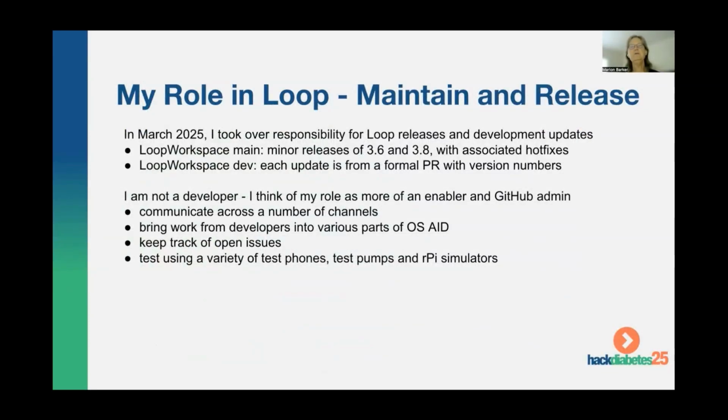In March 2025, starting with version 3.6, I took over responsibility for Loop releases and updates to development code. Loop Workspace main is used for release code. Loop Workspace dev is used for development code. A structural change was instituted by adding the version override file to Loop Workspace to control the version number for DIY Loop. This replaced the old method, which required multiple pull requests to release a new version number. In addition, each update to dev is made using a formal PR with a version number increment. This replaces the old practice of keeping dev at a fixed version number between releases.